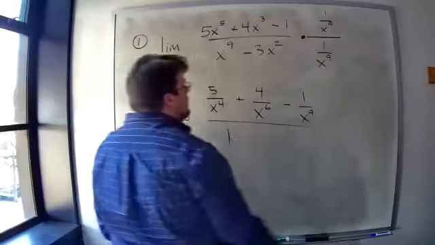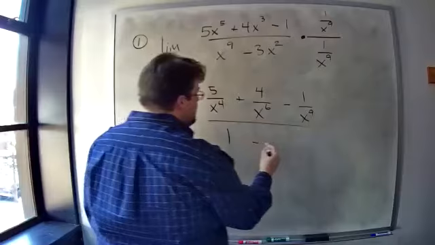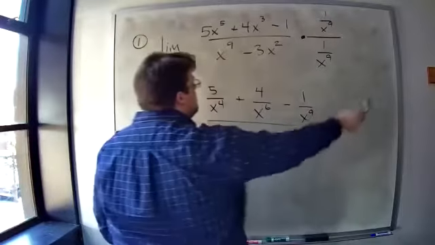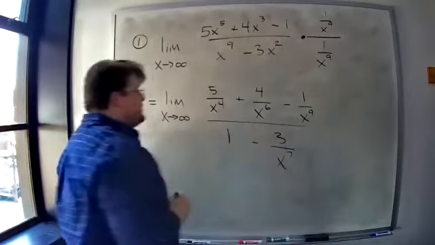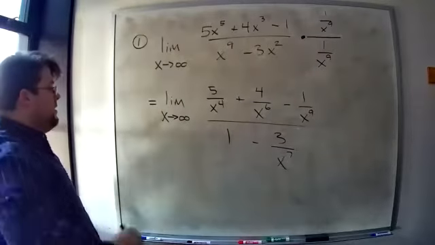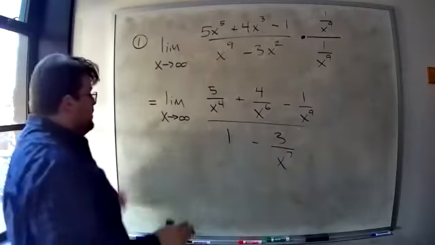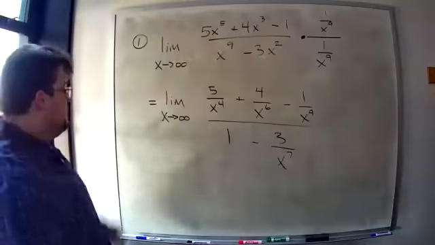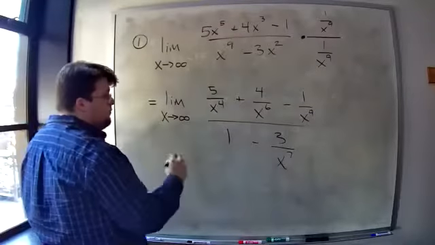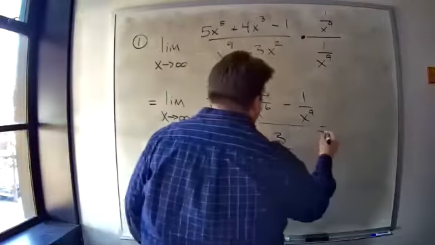So here we have negative 3x squared over x to the 9th. The negative 3 stays. X squared over x to the 9th, 2 x's cancel, so you're left with 7 x's in the bottom. And now, with this limit, we can push this limit into each piece and take the limit of each piece. Where should I write? Let's write it over here.